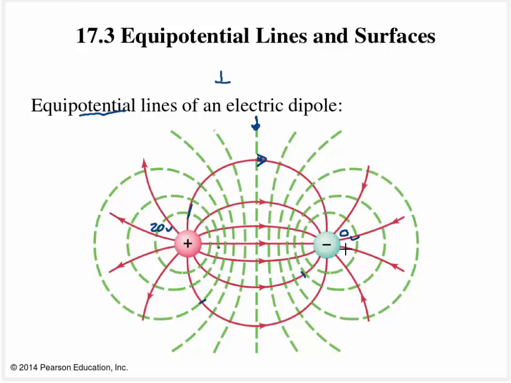So you get kind of this interesting looking shape. Now, symmetry says if this is at 0 volts and this is at 20 volts, this line here is going to be halfway in between. So that would be our 10-volt line of constant potential. Maybe this would be our 7.5 volt line of constant potential, and so on. So along these green dashed lines, the potential, the voltage, must be the same.